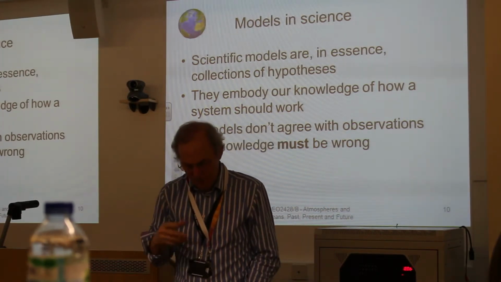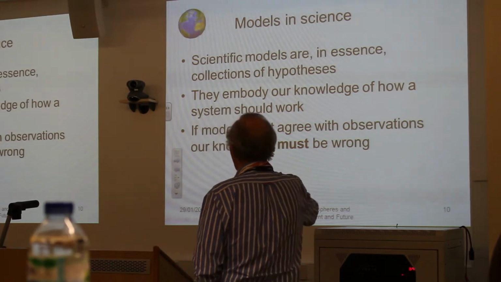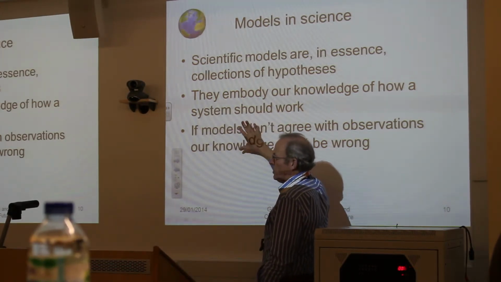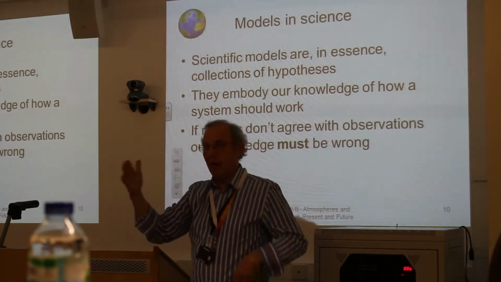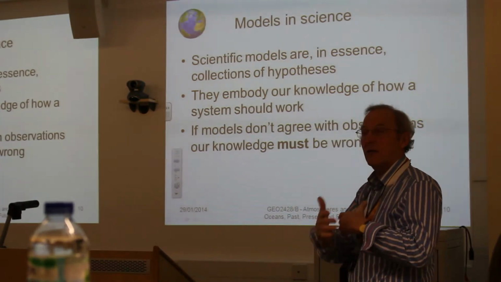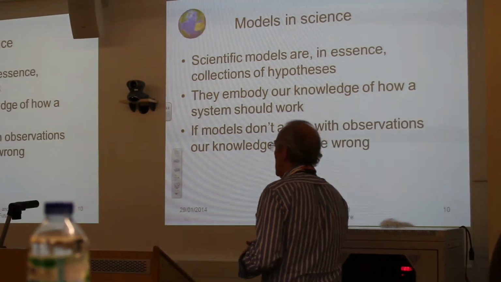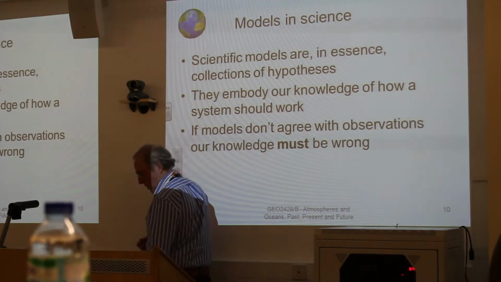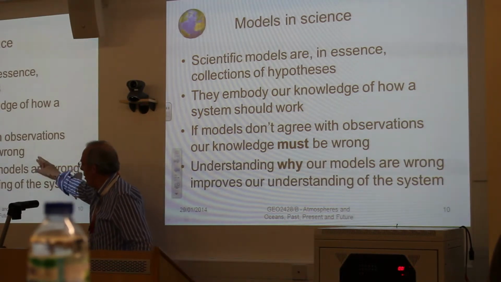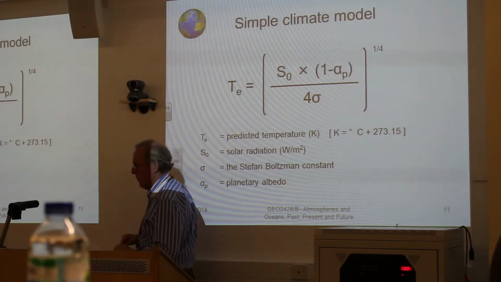with the observations. But we're always getting to a point of, to what point do we accept that we don't agree? Because it's not a black-white situation. It's often, well, it sort of explains 80% of what's going on. It explains 90% of what's going on. At what point do we actually accept that that's good enough? But the understanding of why our models are wrong improves our understanding of the system.